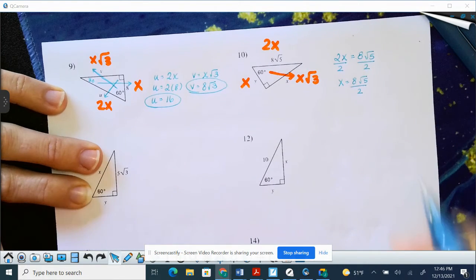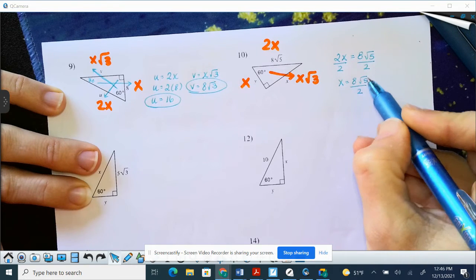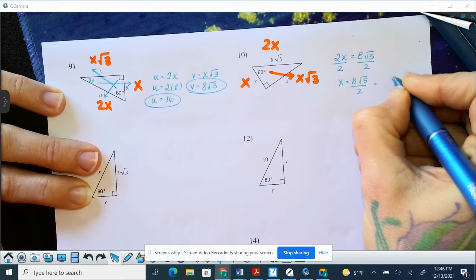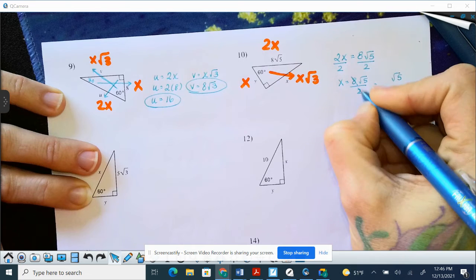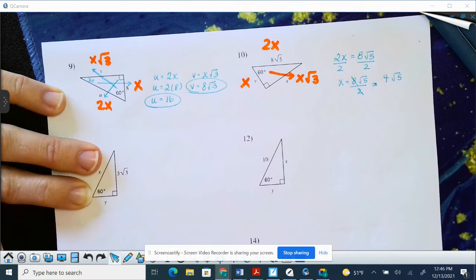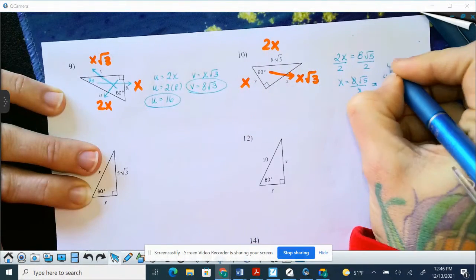So that square root of 5 is a radical, and that 2 is not. So these can't be simplified. We know that square root of 5 is going to stick. But our whole numbers, 8 and 2, can be simplified. 2 divides into 8 4 times. So it's going to equal 4 square roots of 5. So that means in this case, our x as far as our ratio, side y, is equal to 4 square roots of 5.